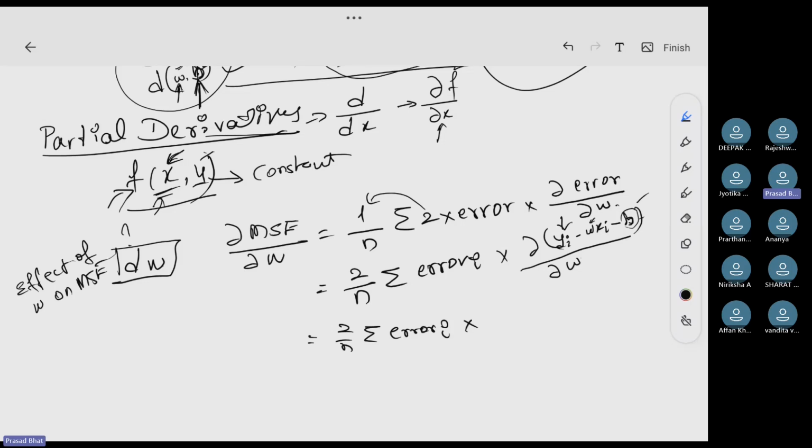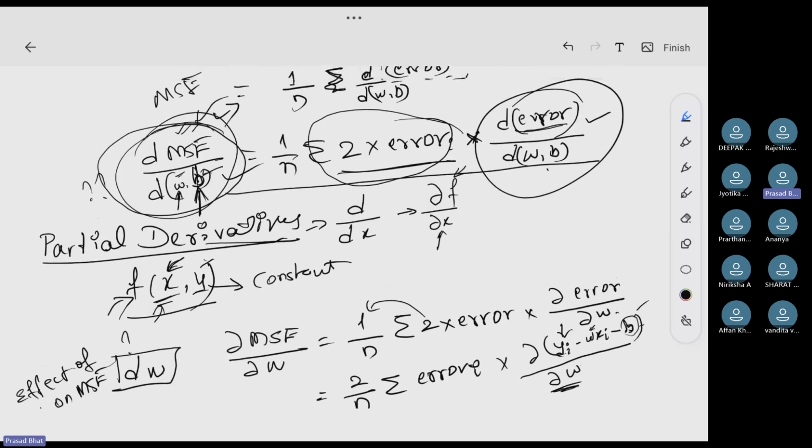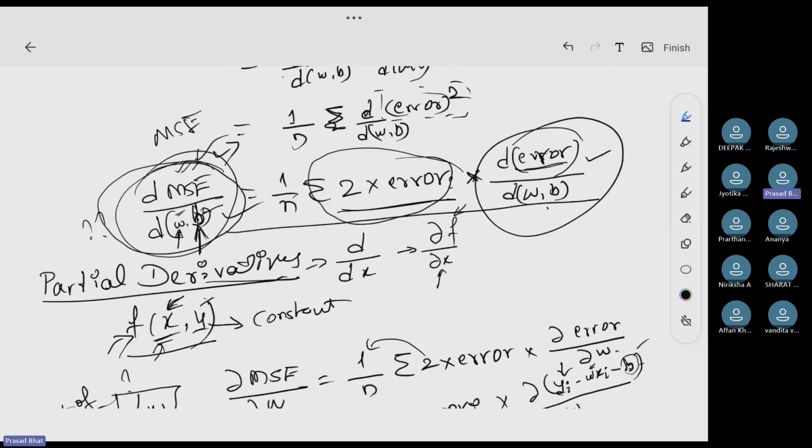Which part is the question about? ∂MSE by ∂(w, b). What seems to be the problem here? It is simply ∂MSE over ∂(w, b), because we are trying to assess the effect of w and b on MSE. It is nothing but 1 over n sigma.